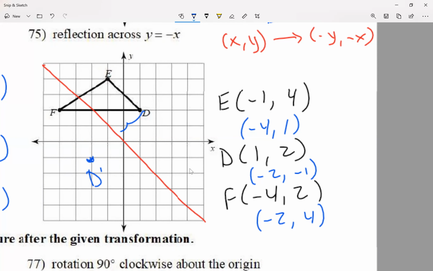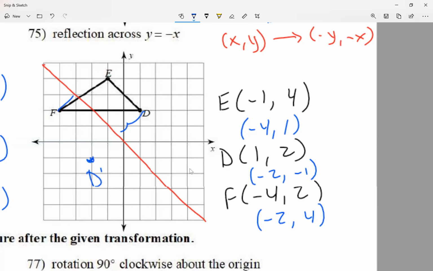If I look at F, F prime will be here. And if I look at E, it is 1.5, so E prime will be here. You see my coordinates? That's what I got.